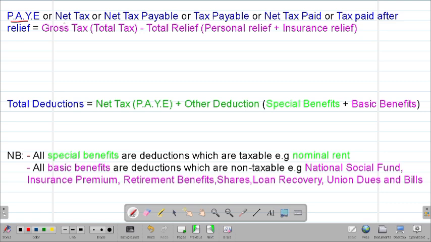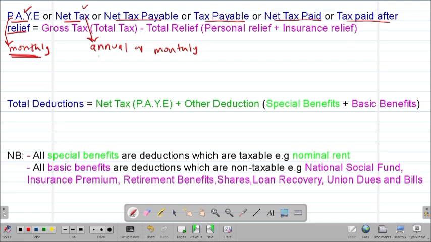Next, we look at another term called the payee. So the payee, also called the net tax or the net tax payable, also called the tax payable or simply the net tax paid, also called the tax paid after relief. I want you to notice that the payee is always expressed on a monthly basis. It is always per month. But for the case of net tax, it can be annual. It can either be annual or on a monthly basis. So whenever you hear the word payee, just know that the amount is per month. But whenever you hear of net tax, it can either be expressed per year or annual, or it can as well be expressed on a monthly basis.